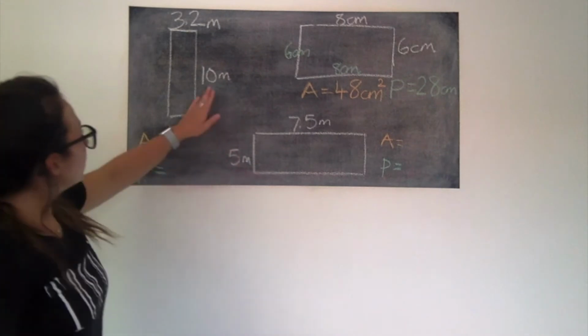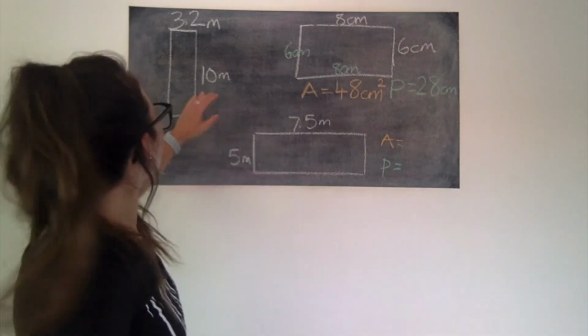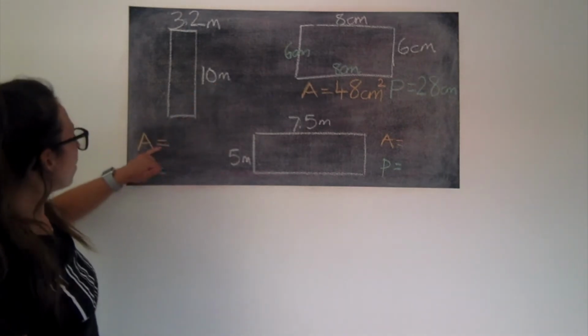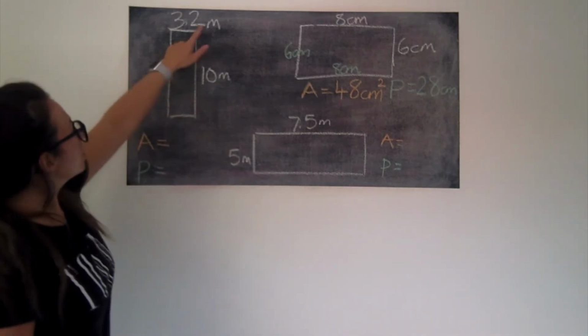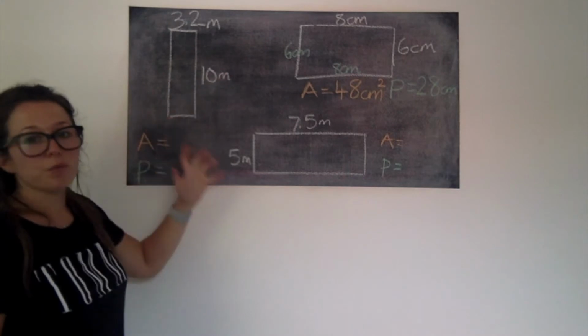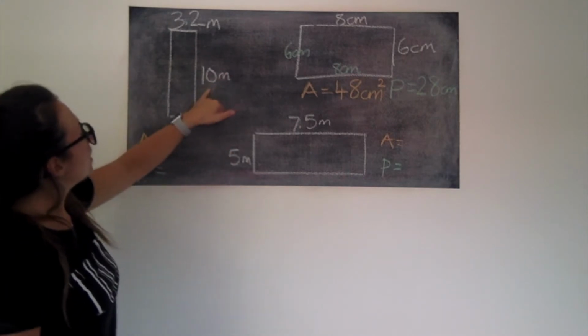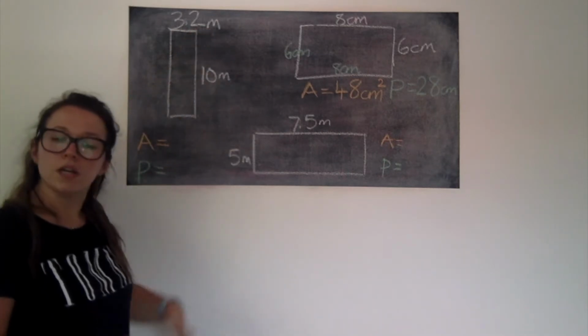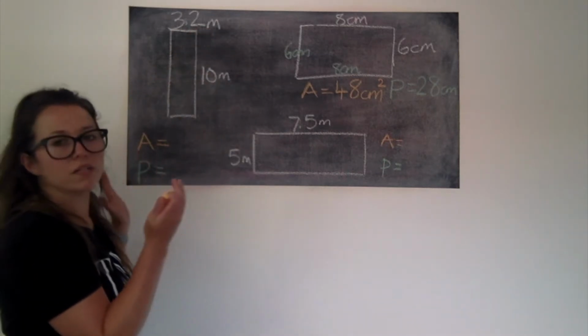Okay. Let's go to this one over here now. So we've got 3.2 metres and 10 metres. Again, to find the area, we do the length times by the width. Now we should be practiced at timesing things by 10. So we've got 10 times by 3.2, it's a decimal. To times by 10, we move one place to the left.